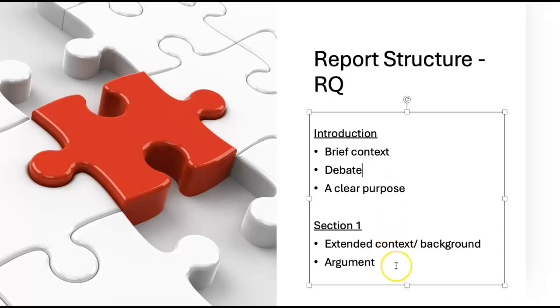In the first section, most of you have probably included an extended section of context or background. This should have many references. Don't forget to decide whether you're going to be using the Harvard system, the author date system, or whether you're going to be using footnotes. So that's something that both I and your supervisors will be checking for.